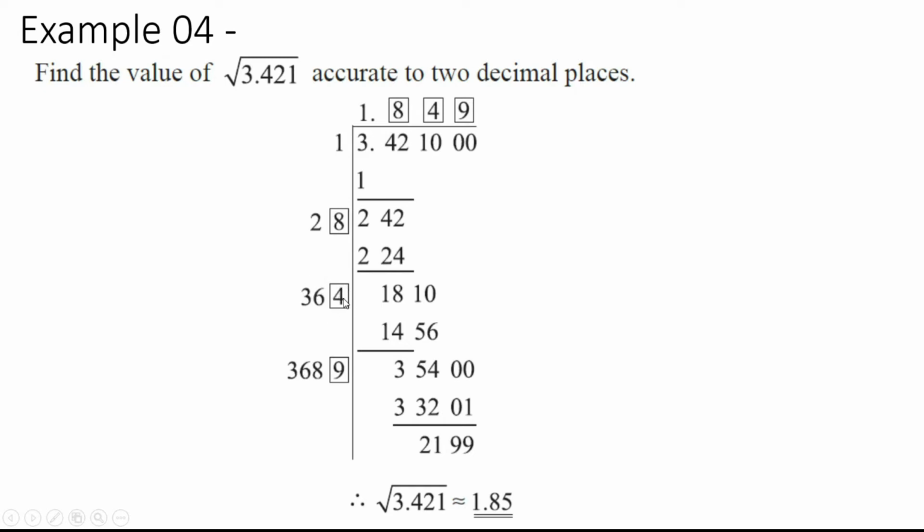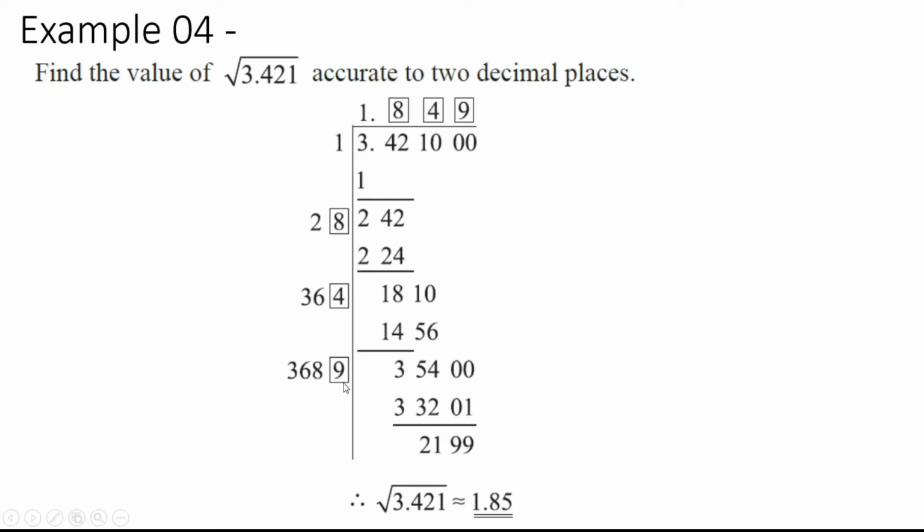When you take 4 as the missing digit, 364 times 4 gives you 1456, which is close to this number. Then you find the difference between these two to get 354. Then again bring the next two digits down, the two zeros, and then 184 into 2 gives you 368. The missing digit is 9.